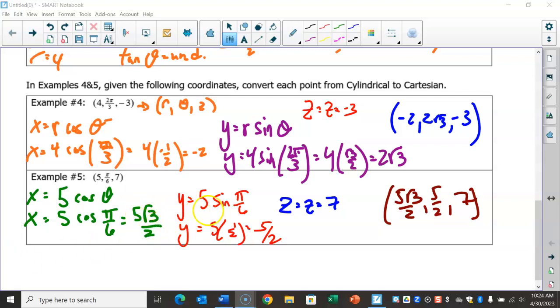We do the same thing with y, except again we use sine. So sine of pi over 6 is positive 1/2. 5 times 1/2, we get 5/2, or 2.5. And again, the z coordinate will always be the z coordinate, so we get the 7. So here's our final answer for this problem. 5 square root of 3 over 2, 5 over 2, and then 7.